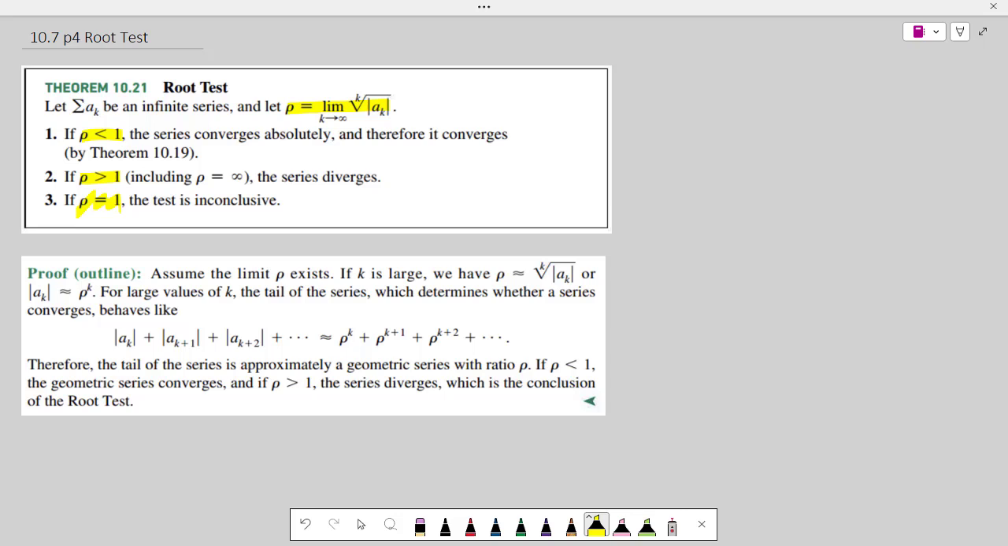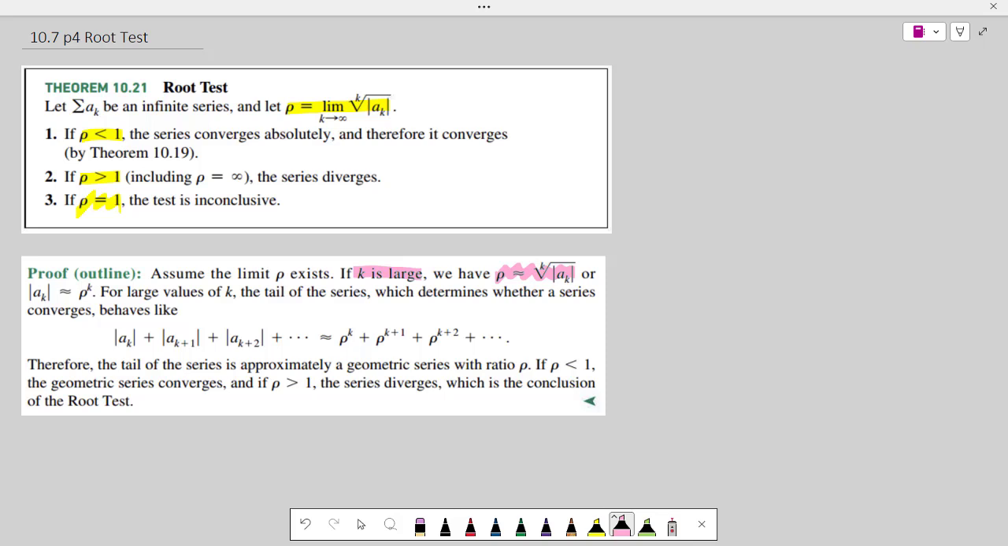Okay, so once again, hidden geometric series. Well, if that limit is there, if you go out for large k, so you go hang out way into the tail, this means that rho is approximately equal to the kth root of a sub k.